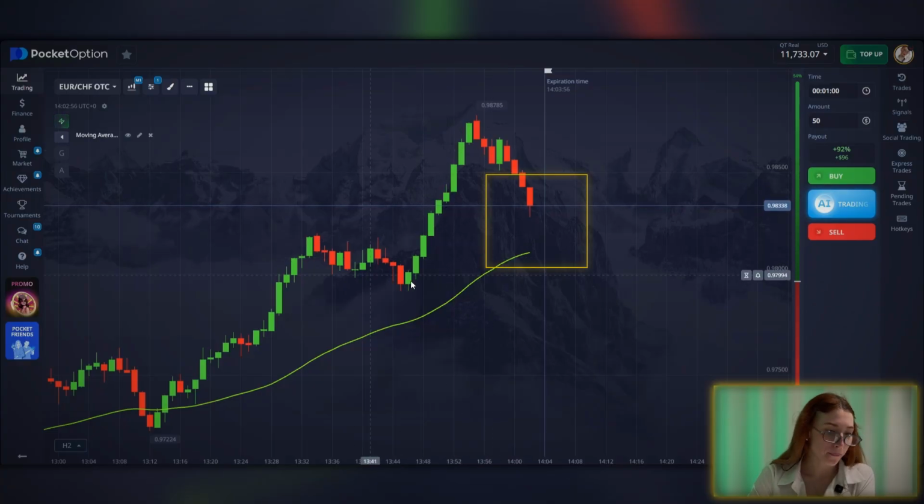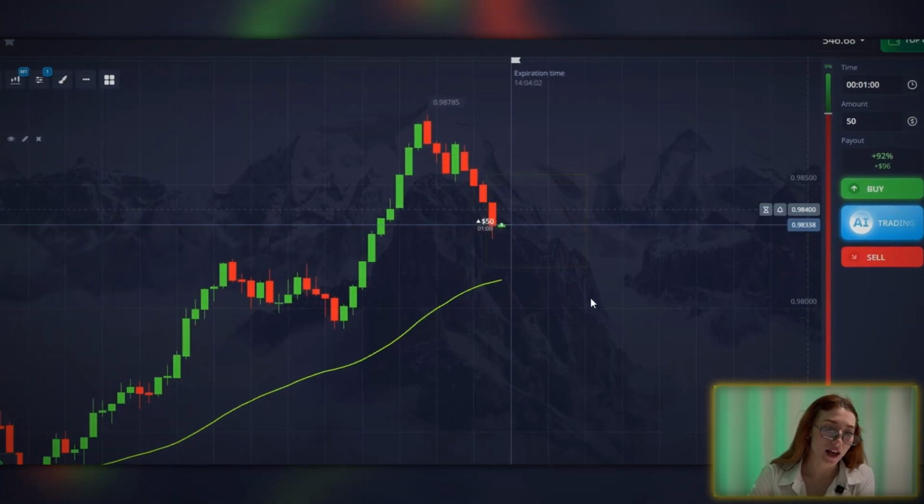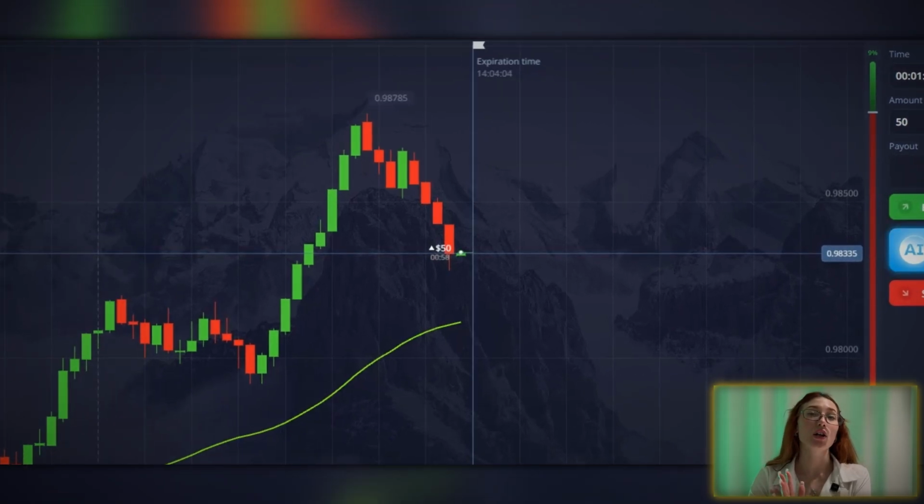Price is above EMA, trend is bullish, price pulls back, we wait, a new candle goes up, we enter call. No rush, no emotions, just rules.